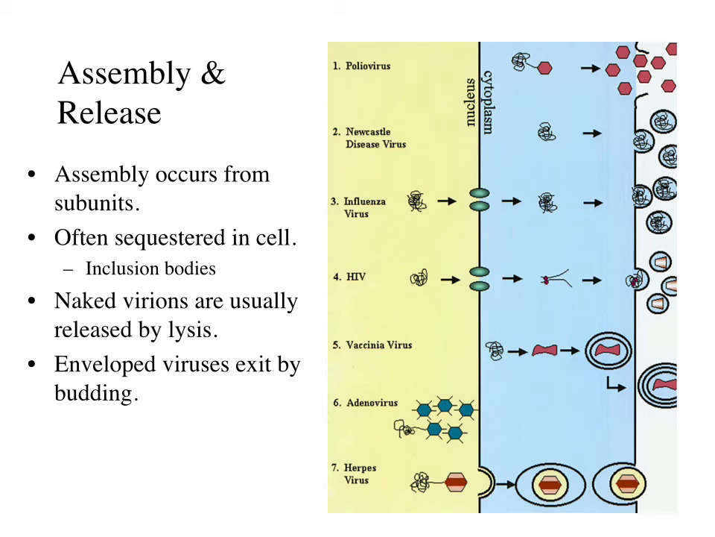HIV is kind of similar to this, but then we go down to adenovirus and we see that it replicates completely in the nucleus and then is released by lysis. So poliovirus and adenoviruses, in contrast to the viruses that bud through either internal membranes or through the plasma membrane, are actually released through lysis.